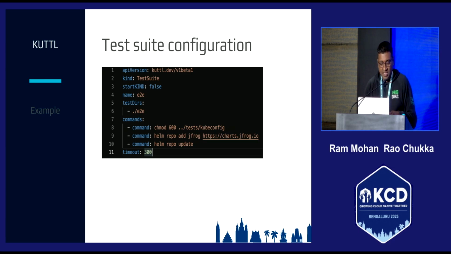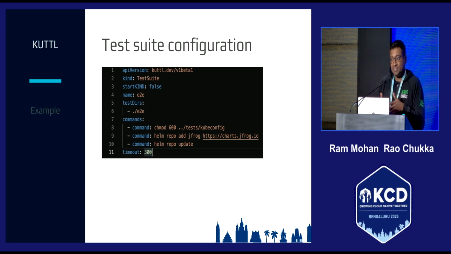So you can specify which directories you want to test against, okay? And this is the prerequisite where I want to add a Helm repository and test my Helm charts, for example. And more importantly, it has a timeout. Say that you want your test to time out after 300 seconds. If the test continues and crosses 300 seconds, it would actually fail, okay?